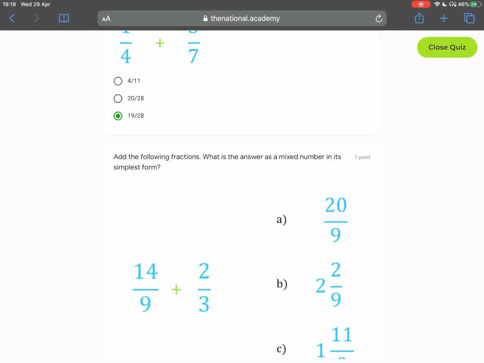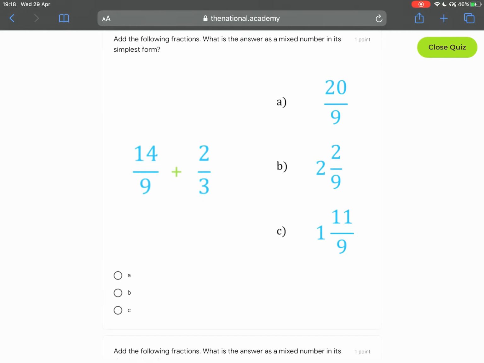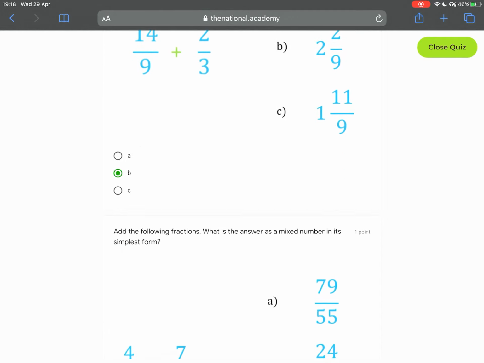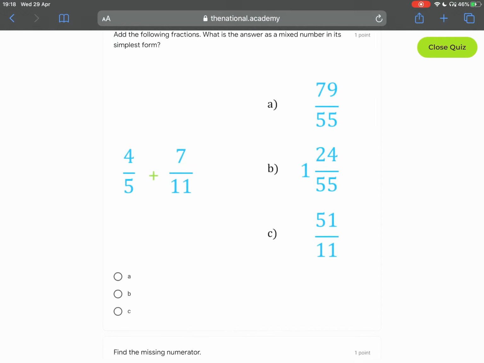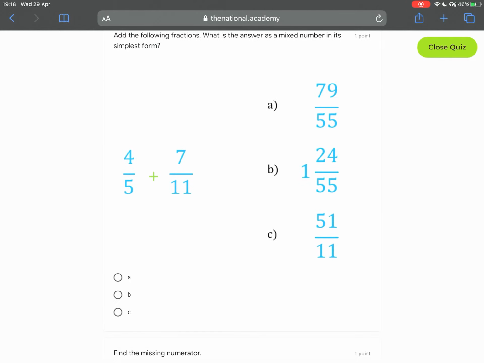Add the following fractions. What is the answer as a mixed number in its simplest form? Here you don't even need to do the question. As you can see here, that's not a mixed number. This is also not a mixed number, as it's a top heavy fraction. So it has to be B. So the answer is B here. Again here, you can see these both aren't mixed numbers. So it's B again.